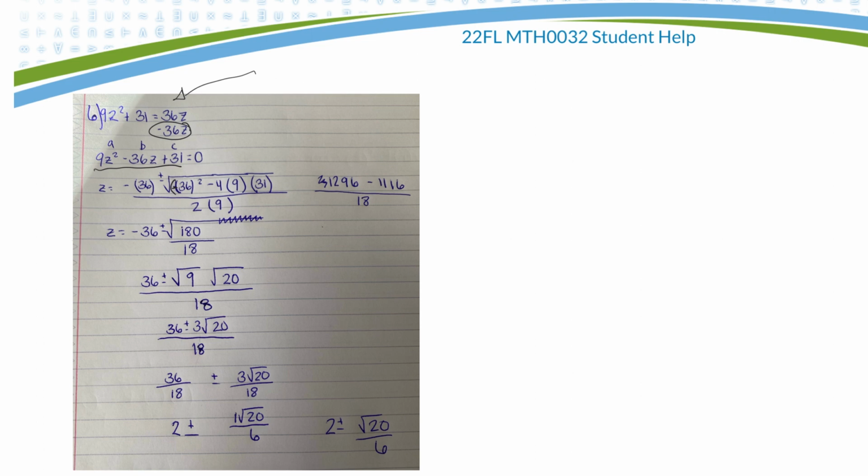And 180 is root 9 times root 20. Excellent. And then you simplified. The only other thing that you could do with this question, like I'm really liking that, probably 4.5 out of 5, maybe 4.6 out of 5.